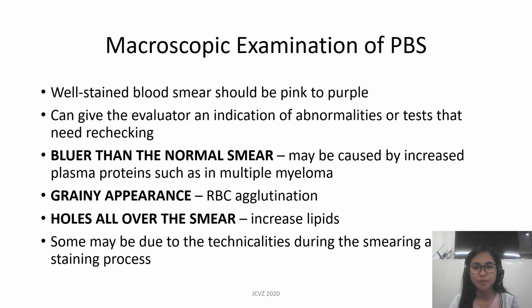For the macroscopic examination of our PBS or peripheral blood film, we should always remember that our smear should be well stained and it should have a pink to purple color macroscopically. The macroscopic view of our slide gives the evaluator an indication of what abnormalities or tests need rechecking. For example, if your smear is bluer than the normal smear, it may be caused by increased plasma proteins, such as seen in conditions like multiple myeloma.